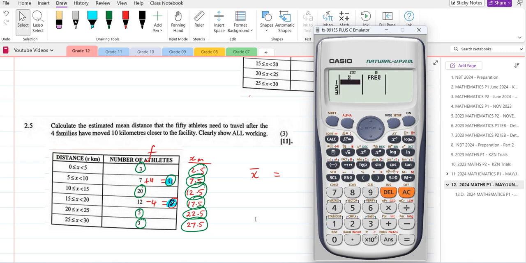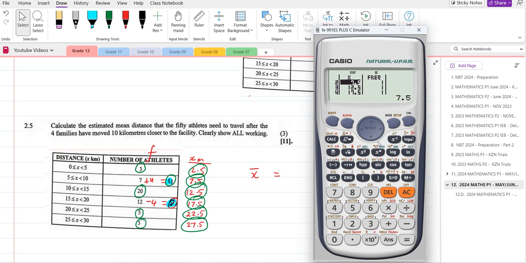X is the midpoint, so it's 2.5, 7.5, 12.5. Wait. What happened here? 2.5, 7.5. Midpoint is 12.5, 17.5. I keep on making mistakes because of the 0.5s. Go up. 17.5, then there's 22.5. Right, so I just need to go back up to 17.5. Enter 17.5. Right, so I'm going to do it again. Make sure everything is correct.